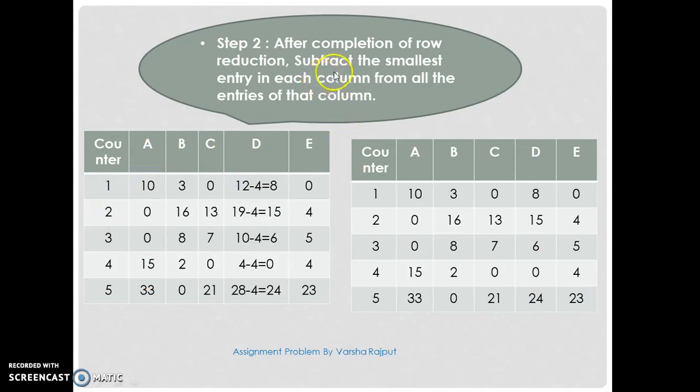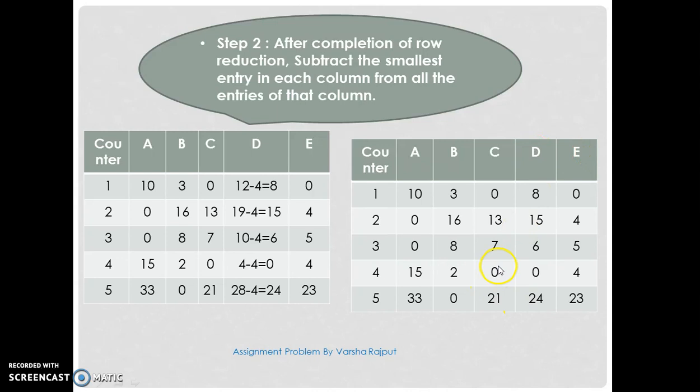Now we have to subtract the smallest entry of each column. In the first, second, third and fifth columns, 0 is the minimum value, so these columns will remain the same. Only in the fourth column, 4 is subtracted from all the entries of the fourth column. So 12 minus 4 is 8, 19 minus 4 is 15 and so on. After column and row reduction you will get this matrix.